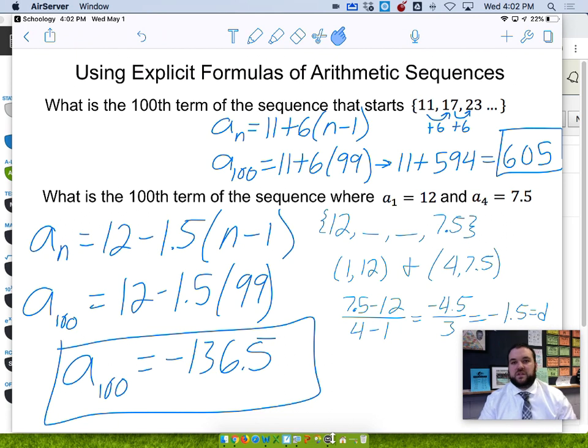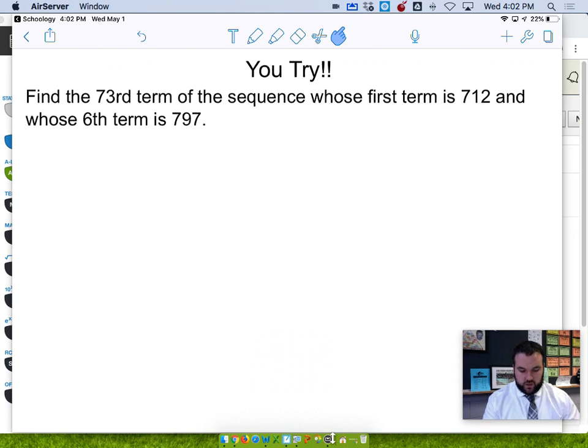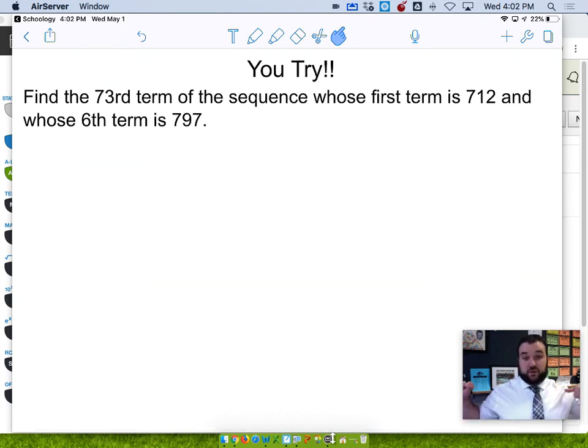Again, the recursive isn't helpful all that often, at least for these easier sequences. Later on, when we get to some of the crazier sequences, it makes a little bit more sense. So go ahead, pause this if you want, and see if you can find the 73rd term of this sequence.